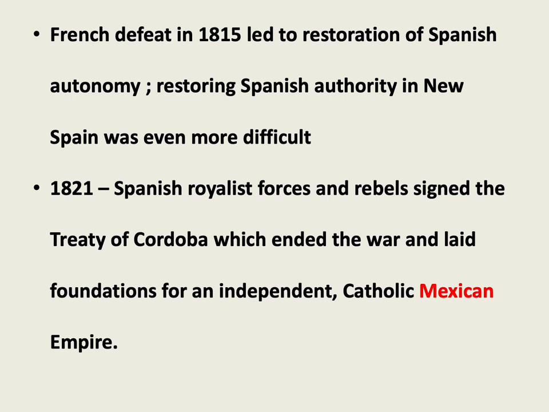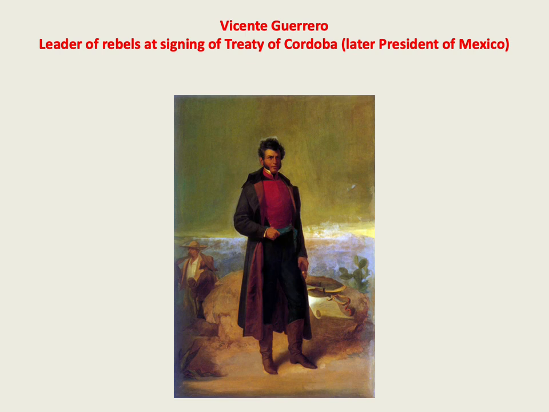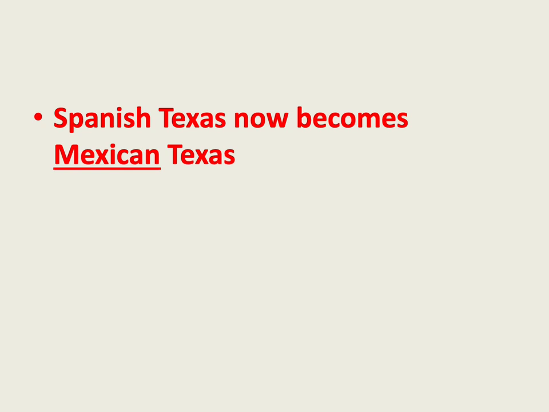In 1821, the Spanish royalist forces, these are military forces loyal to the Spanish government, the king, and the rebels or the revolutionaries in Mexico signed the Treaty of Cordoba, which ended the war in Mexico and basically established the independent Catholic country of Mexico. So here we see Vicente Guerrero, who was one of the rebels who was signing that treaty. He later became a Mexican president. So now Spanish Texas becomes Mexican Texas, and that's the subject of the next lecture.